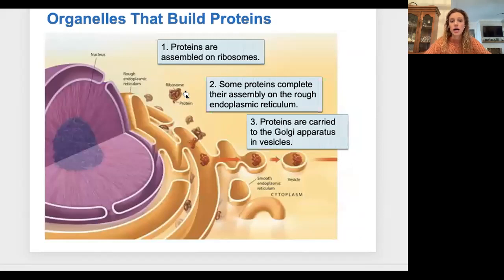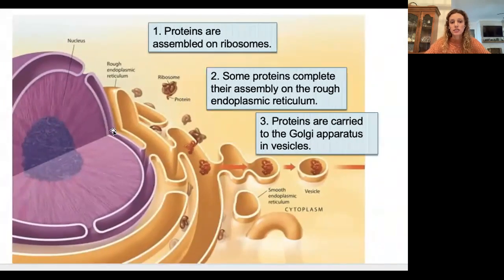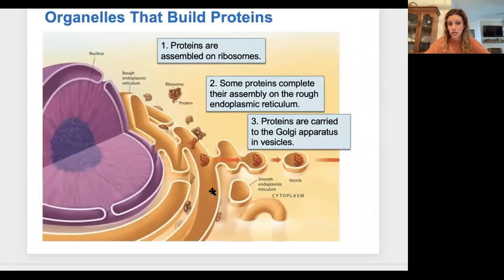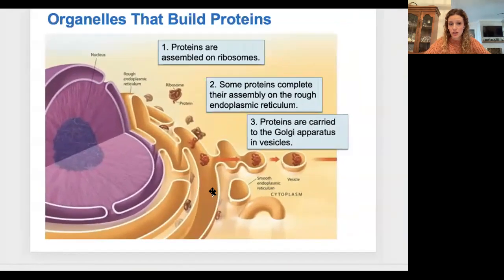First up, let me zoom in. This is your nucleus. If it's the deli meat that is touching the nucleus, it has to be your ER, right? So this is my ER. If it has ribosomes on it, these little polka dots, it has to be what type of ER, rough or smooth? Rough. So my proteins are assembled on ribosomes.